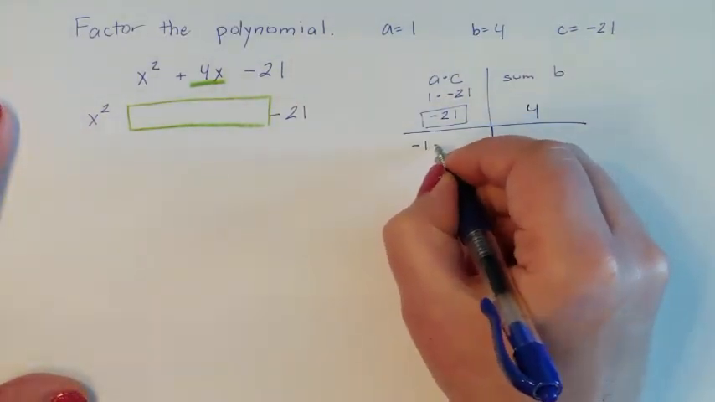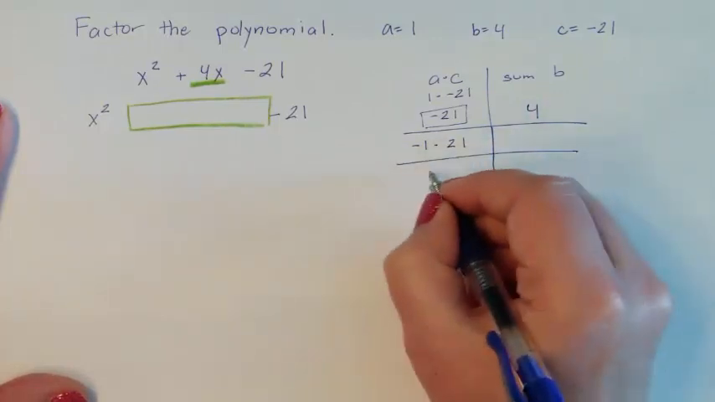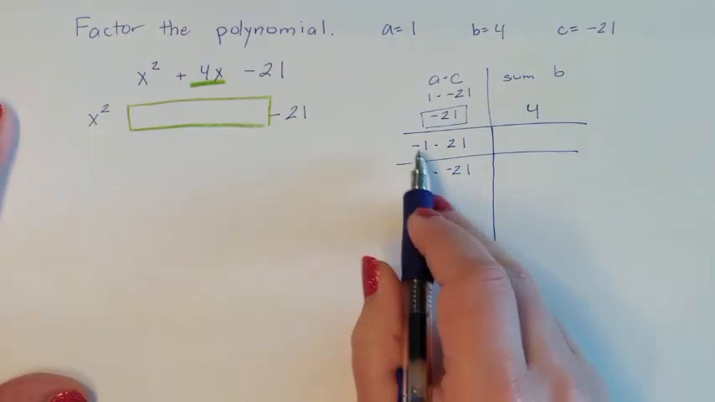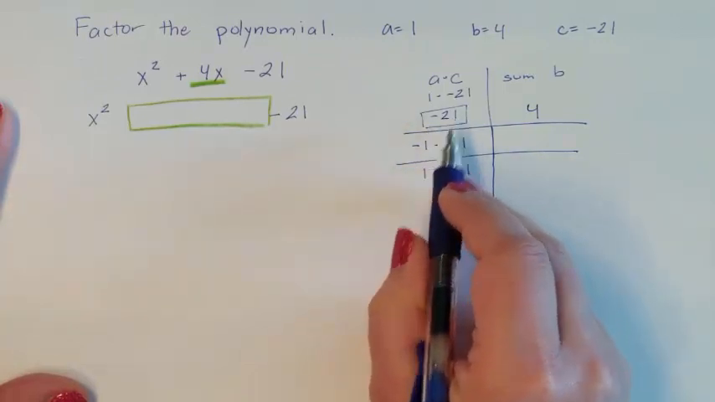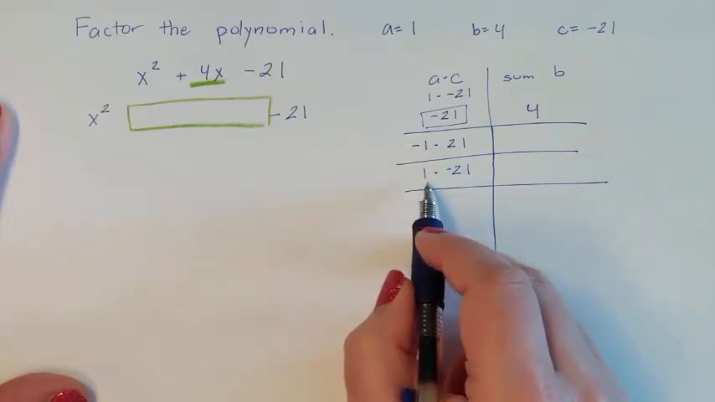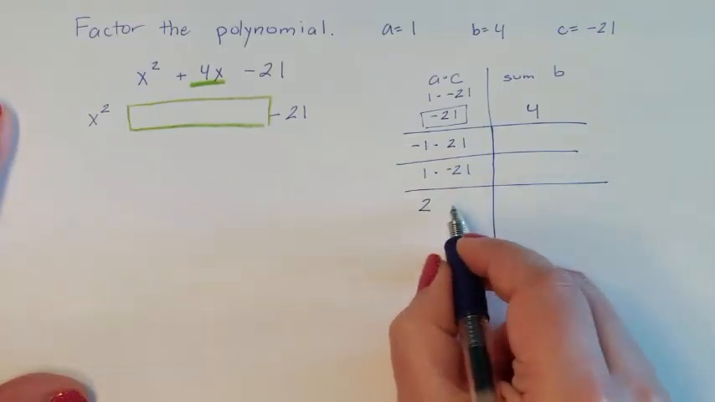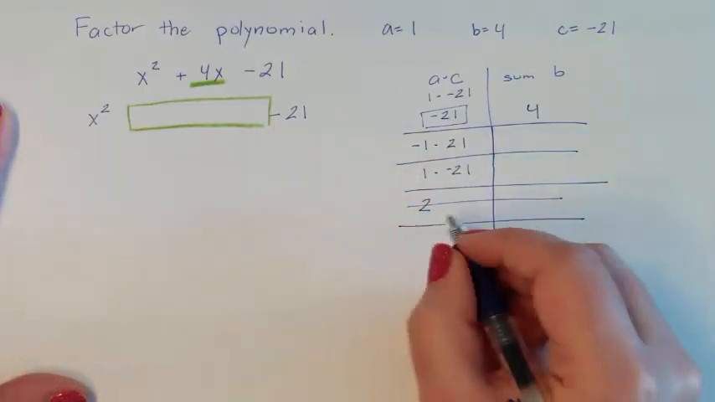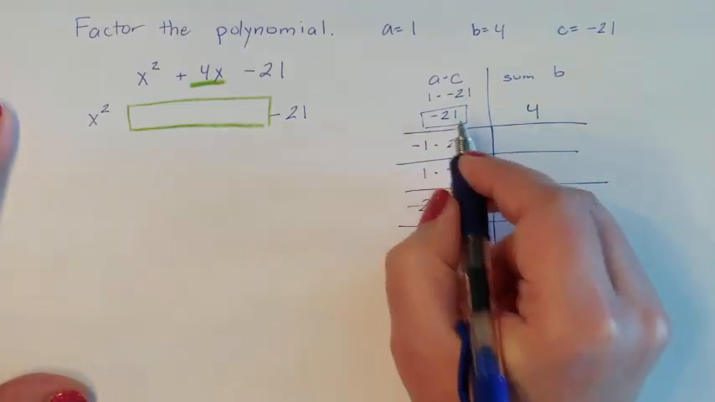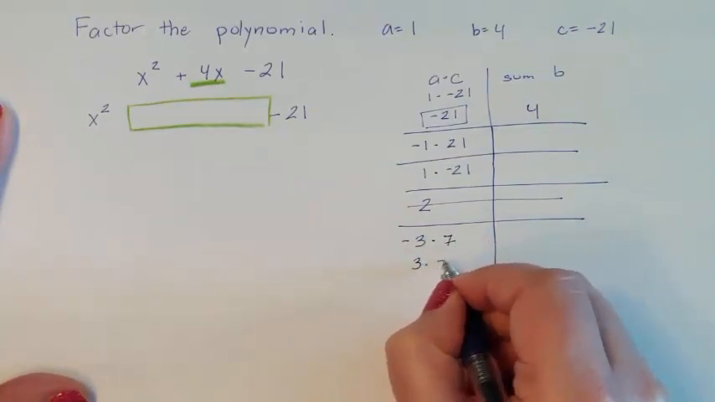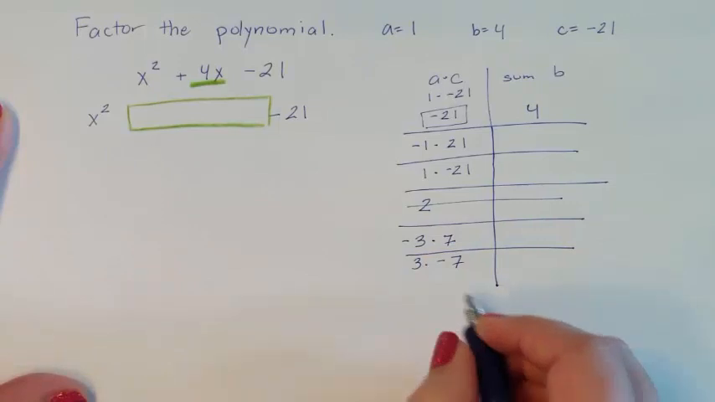So a negative 1 times 21 or 1 times negative 21. These are the 2 different ways to use 1, and they multiply to give me a negative. One of the numbers has to be negative. So we found our 1's. Now try 2. Nothing times 2 would give me 21. So this doesn't work. So then we try 3. 3 times 7. So either the 3 is the negative or the 7 is the negative.